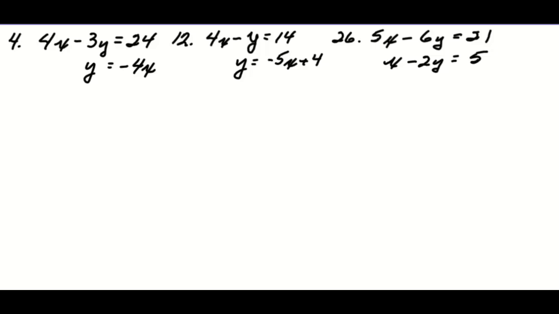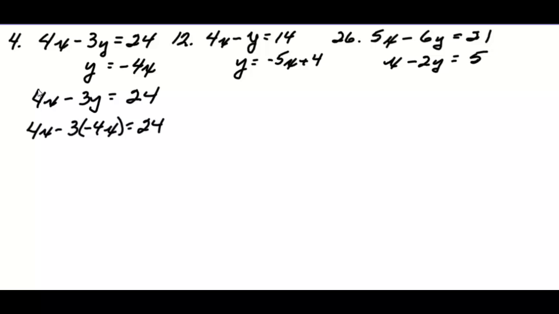Anyhow, looking at number 4, when we take a look at our second equation, what we have is y equals negative 4x. So already for y we have a value. Now what we'll do is go back into that first equation, which is 4x minus 3y equals 24. And instead of y, we'll substitute in that solution. So it's 4x minus 3 times the quantity negative 4x equals 24.